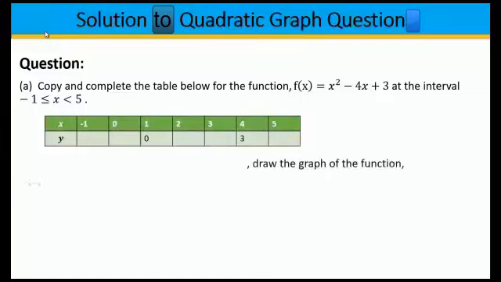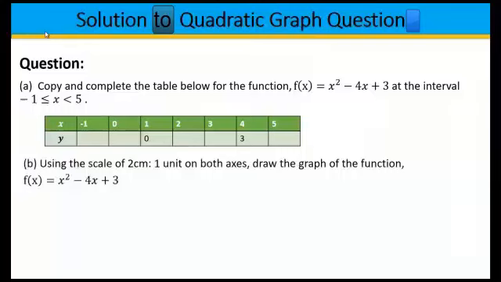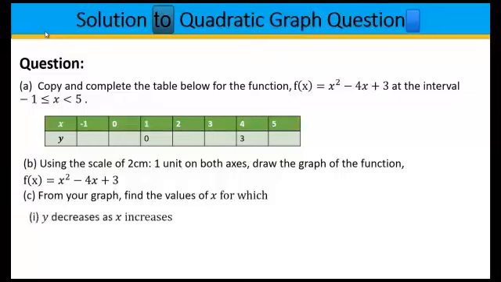Let's look at our B. Using the scale of 2 centimeters to 1 unit on both axes, draw the graph of the function f of x equals x squared minus 4x plus 3. And let's look at the last question. From your graph, find the values of x for which y decreases as x increases, and y increases as x increases. So this is our question.